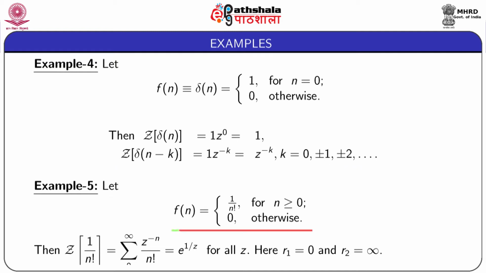Let f(n) equal 1 by n factorial for n greater than or equal to 0 and 0 otherwise. Then Z transform of f(n) is Z transform of 1 by n factorial, and this is equal to summation n equal to 0 to infinity z to the power minus n by n factorial, which is the series for e to the power 1 by z. So, Z transform of f(n) is equal to e to the power 1 by z for all z. So, here R1 is 0 and R2 is infinity.